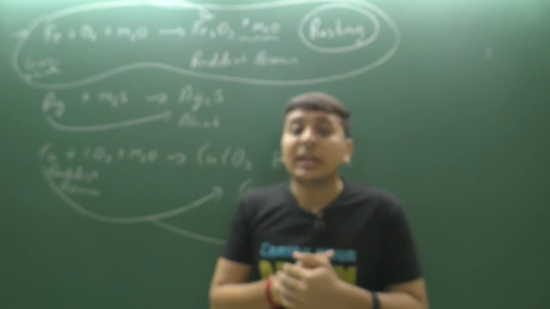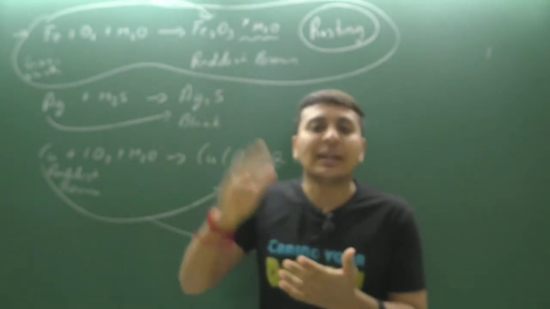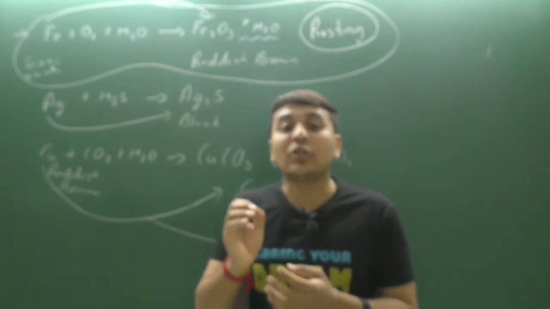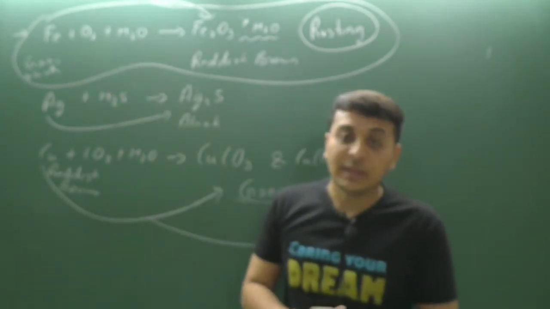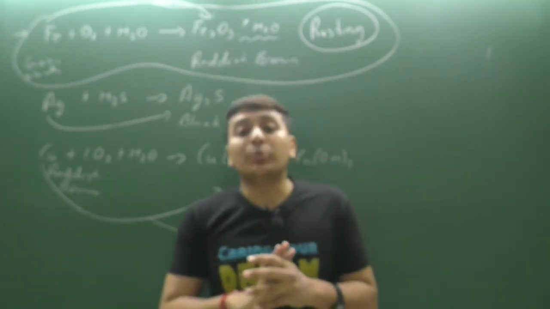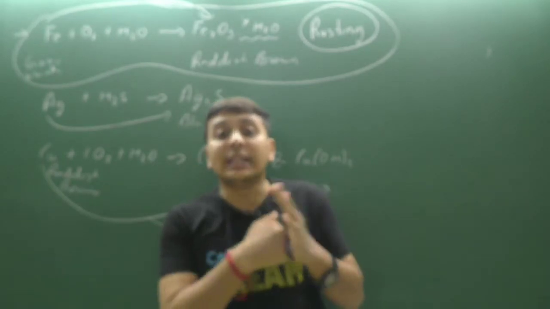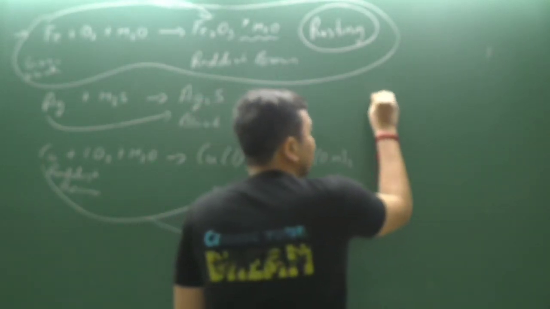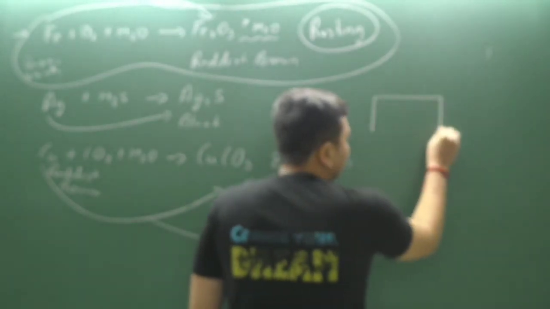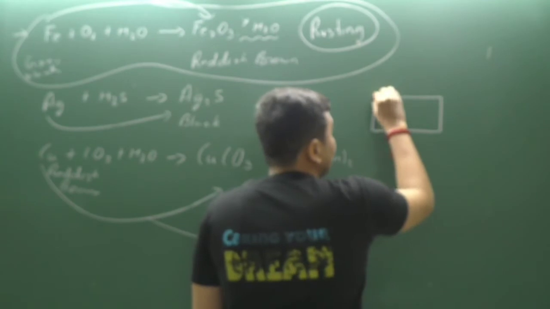What is the second way? You can apply oil or grease on iron vessels, iron articles or iron machines, which also prevents the flow of oxygen and water. Clear? We can also put a layer of zinc. How? For example, we have an iron article. Now I am applying a layer of zinc on it.